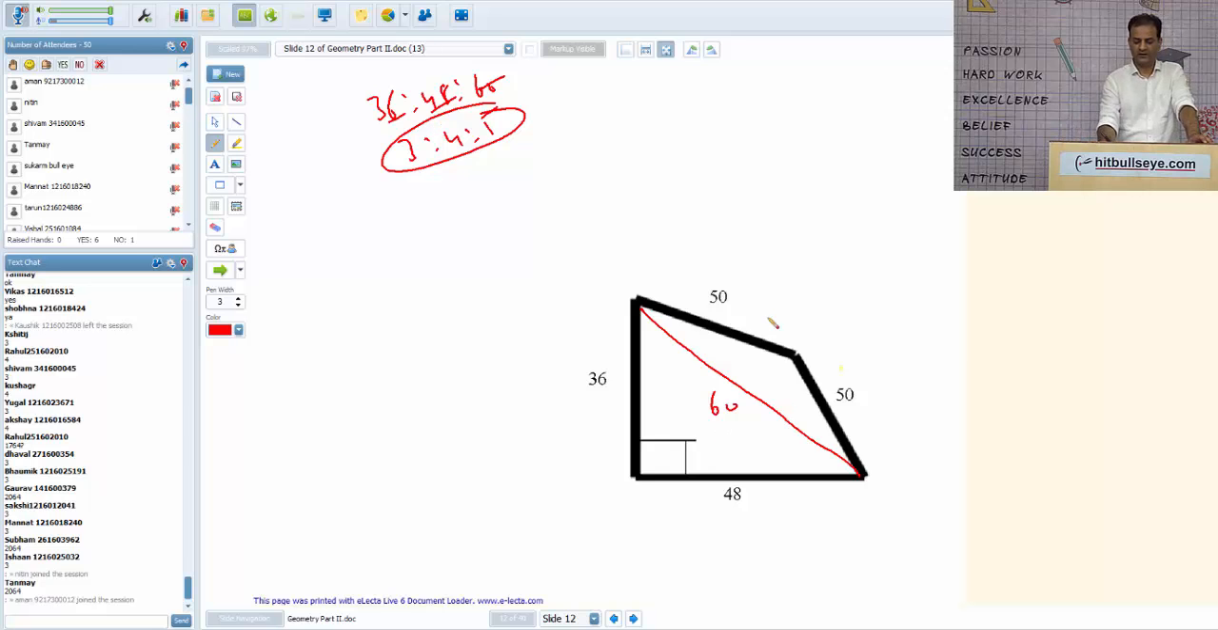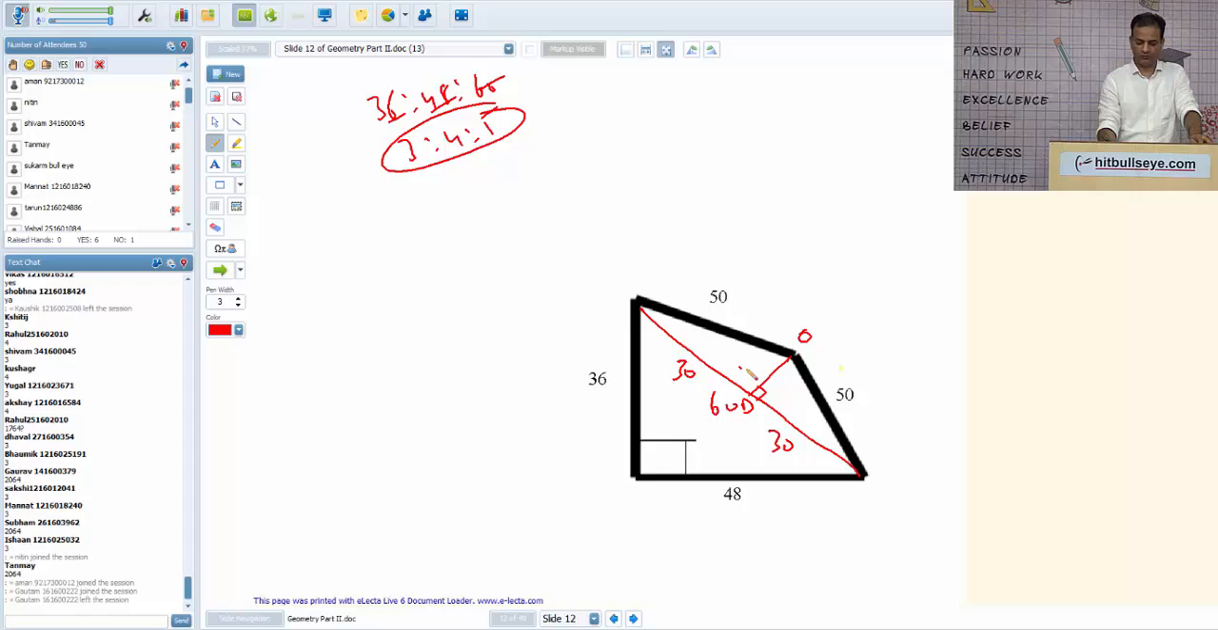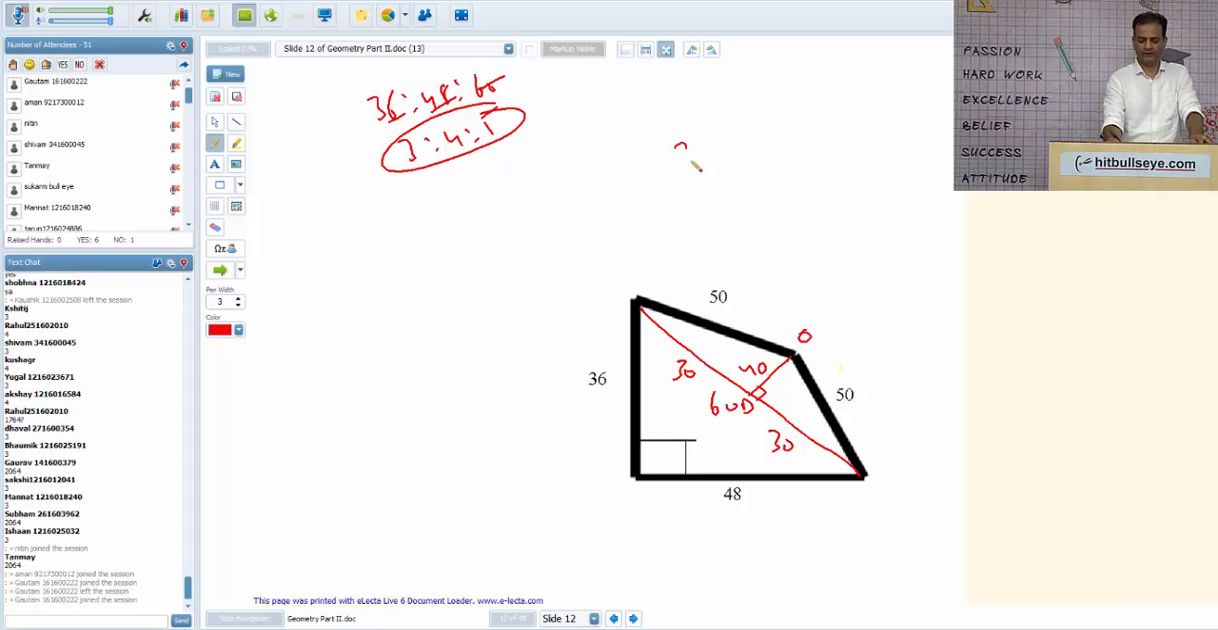So if this is 60 for this triangle, this is an isosceles triangle, 50-50. And the property is that from the vertex of an isosceles triangle, if you draw a perpendicular, it will divide the base into two equal parts. So this will be 30. This portion will be 30 if I take OD. 30, 30, and this is 50, so this will be 40. Again triplet 3, 4, 5, 30, 40, 50. 50 square minus 30 square equal to 40 square.